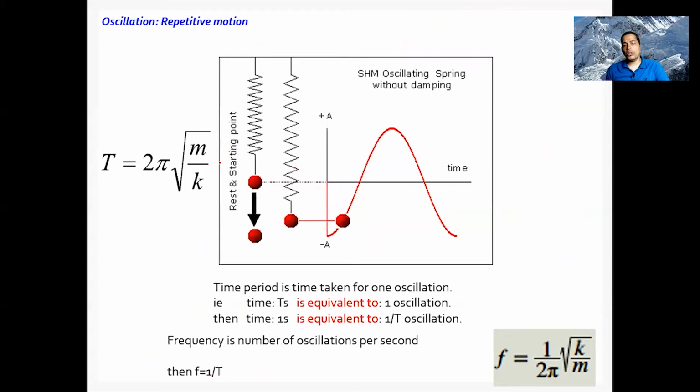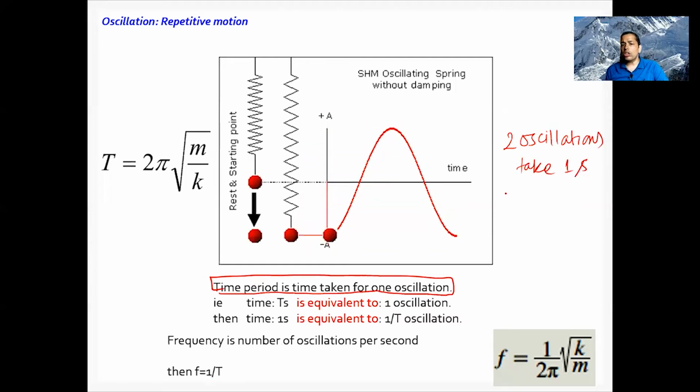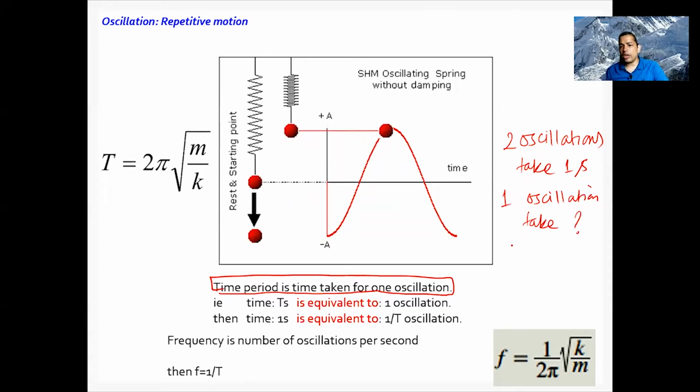Now, I'm going to talk about the time period. Okay, what is the time period? Time period is the time taken for one oscillation. In the previous slide, we have two oscillations that take 1 second, right? Then what is the time for one oscillation? Meaning one oscillation takes how much time? That time is called time period, and time period is denoted by T, big T.